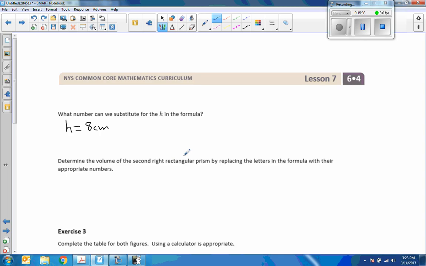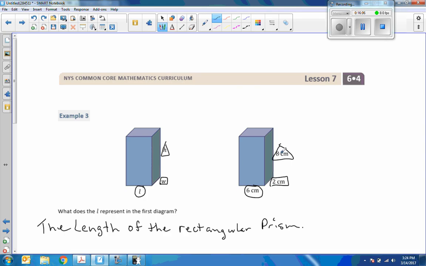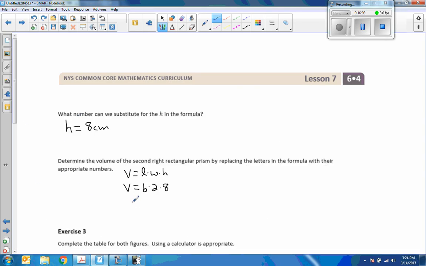Determine the volume of the second right rectangular prism by replacing letters in the formula with their appropriate numbers. So I'm very picky when it comes to this. Write the formula. Volume equals length times width times height. Substitute givens. Height is right here. I'll put that in first. The width, I believe, was 2, and the length was 6, but I can go back and verify. 6, 2, and 8. That is correct. 6, 2, 8. Okay? So write the formula, substitute the givens, and simplify and solve.